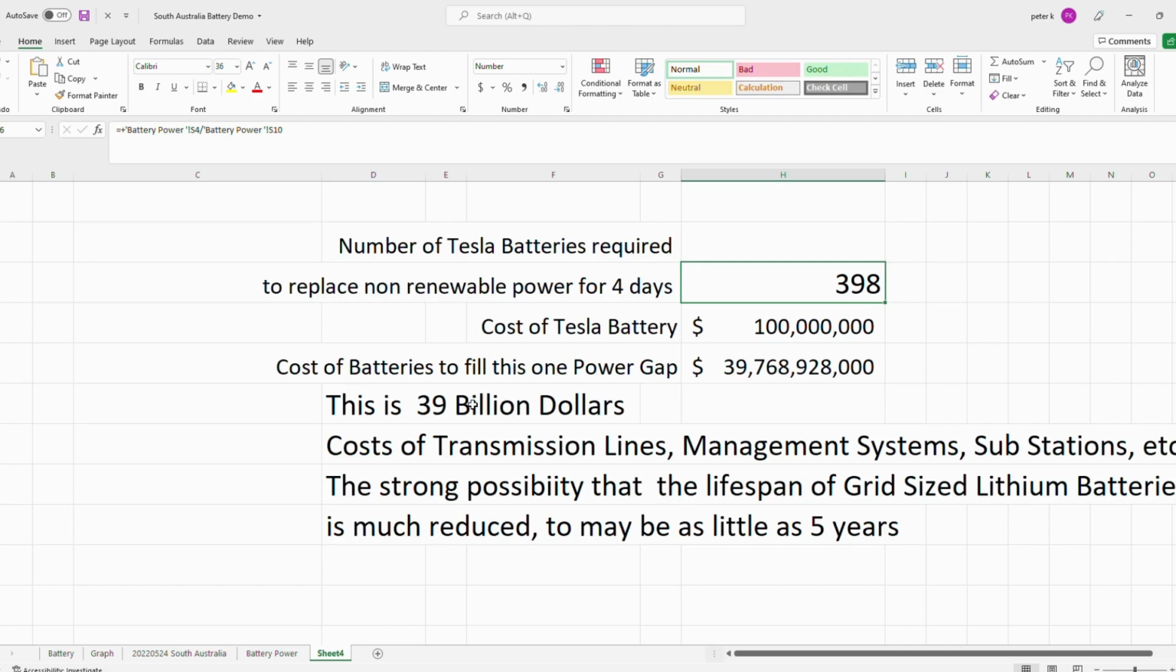There's also the strong possibility that the lifespan of grid-sized lithium batteries is much reduced, to as little as 5 years. So I think there must be some serious questions about the suitability of lithium-ion batteries as grid storage.